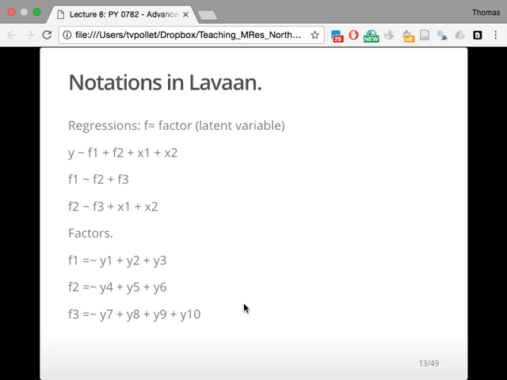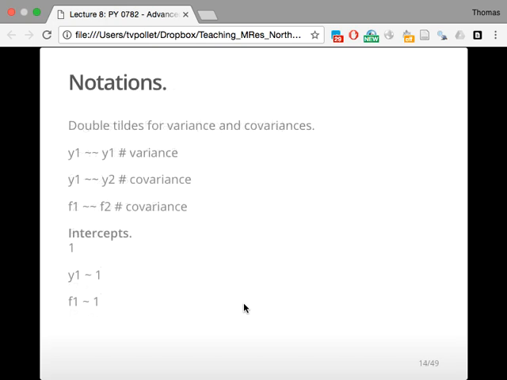So we have something defining this, and then we define all those things. But factors are defined with "=~", the is-measured-by operator. So that's how lavaan knows it's a factor. So the "~" means regression equation, and this means factor. Double tildes are for modeling variances and covariances. So this is the variance of itself. This is the covariance between x1 and y2.